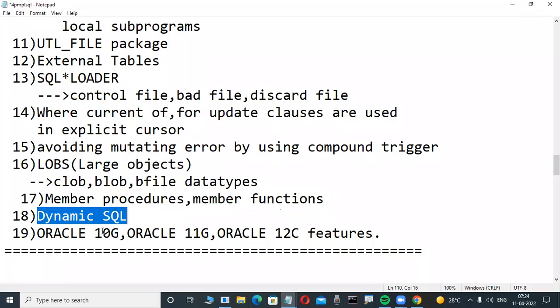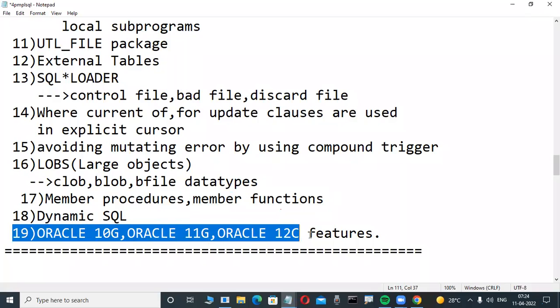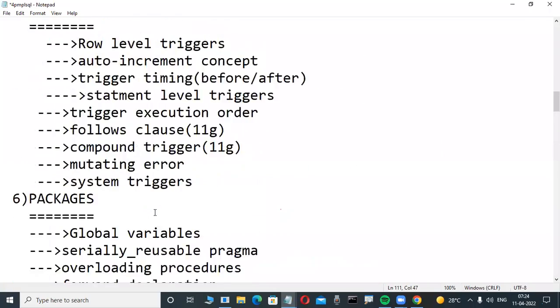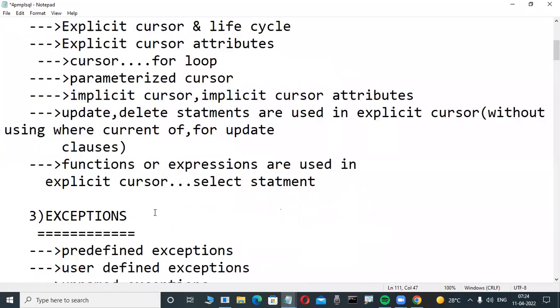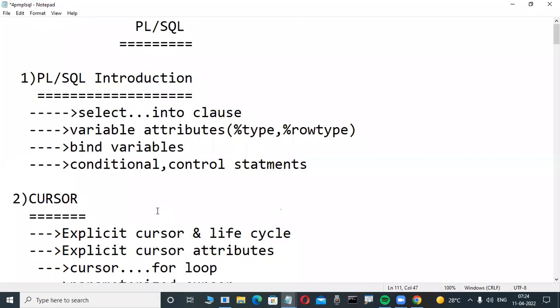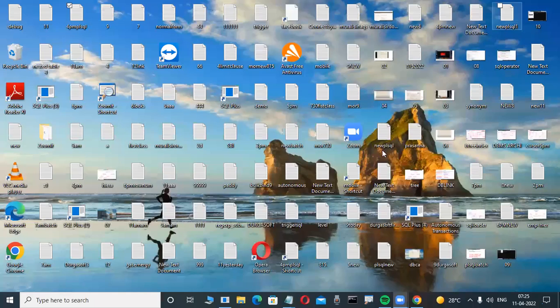Again, dynamic SQL is there. Then Oracle 10G, 11G, 12 features are there. In the questions, I'm telling, based on this we are learning about our course only. This is the syllabus. Highly advanced. Very in depth, I will tell you. That's why it will take some time.